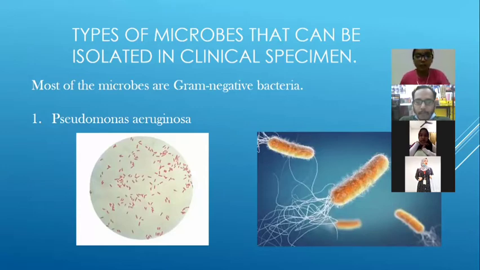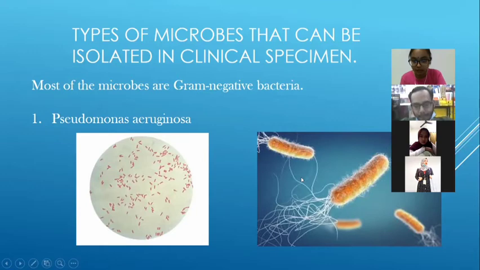Sorry. Okay, my part is to explain the types of microbes that can be isolated in clinical specimens. If we take a look, most of the microbes are gram-negative bacteria. First we have Pseudomonas aeruginosa. Pseudomonas is an aerobic and motile gram-negative rod bacterium found worldwide. With gram staining, the observation under the microscope is gram negative. The stain is pink in color and the shape is bacilli, meaning it appears in a rod shape.